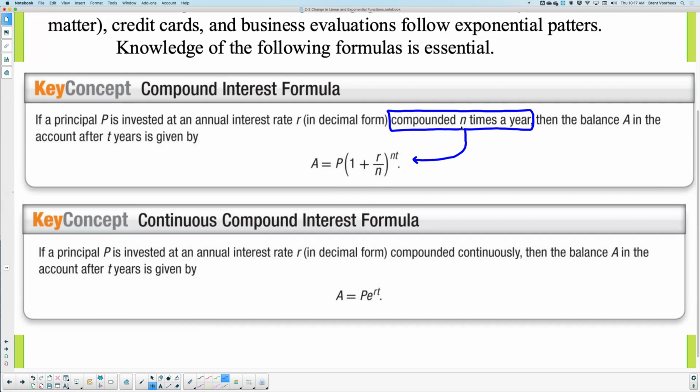The answer is a certain number of times per year. How often do you have to pay the bank for your house? Once a month. N would be 12 because that's 12 times per year. You have to make 12 payments per year. Does that make sense?